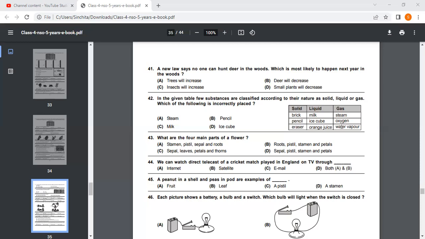All these are gases: steam, oxygen, and water vapor. Orange juice is a liquid. Milk is a liquid. Check the liquid portion, both of you, both Debangshu and Shruti. Both of you are wrong. Steam and pencil is not the correct answer.